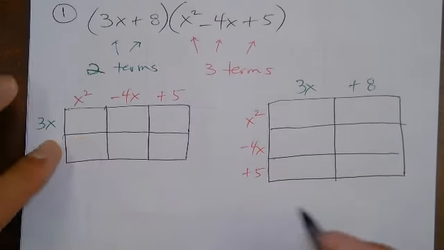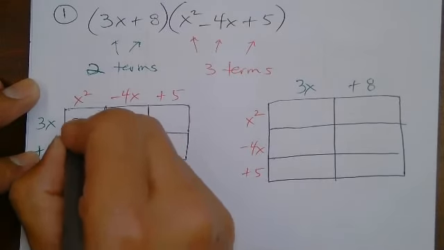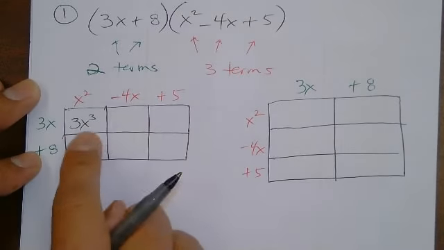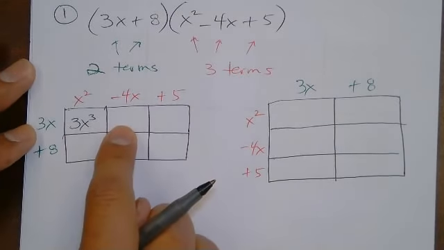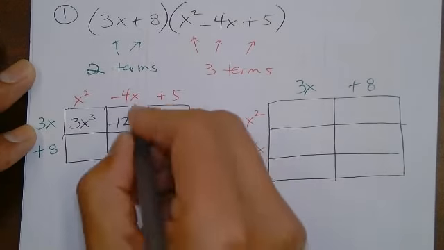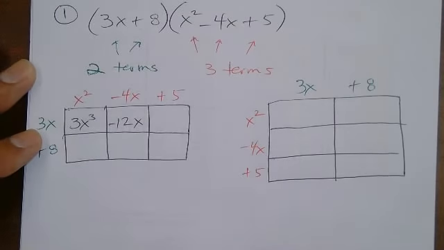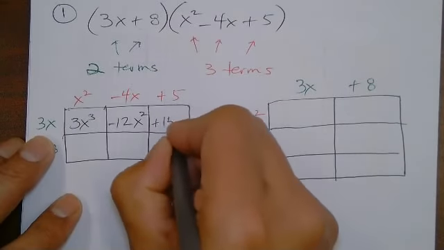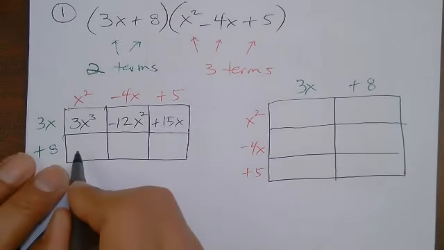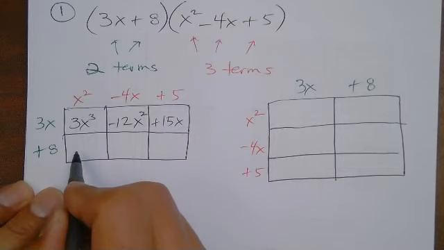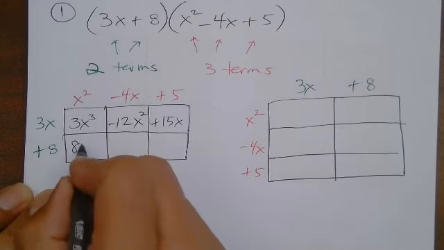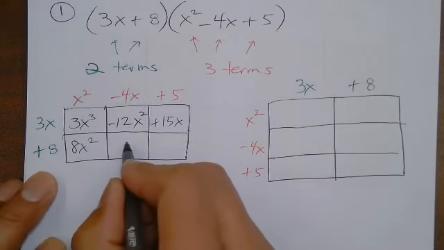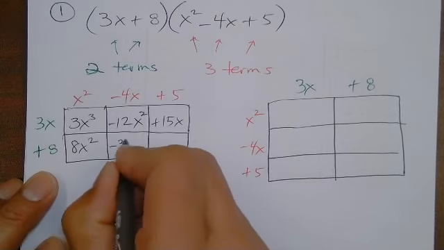So what's this one going to be? I'm going to do this quick. This is going to be 3x cubed. You guys agree? What's that going to be? Negative 12 what? Just x? No, we're multiplying, so squared. And a plus 15x. And over here? 8x squared, yeah. Negative 32x.